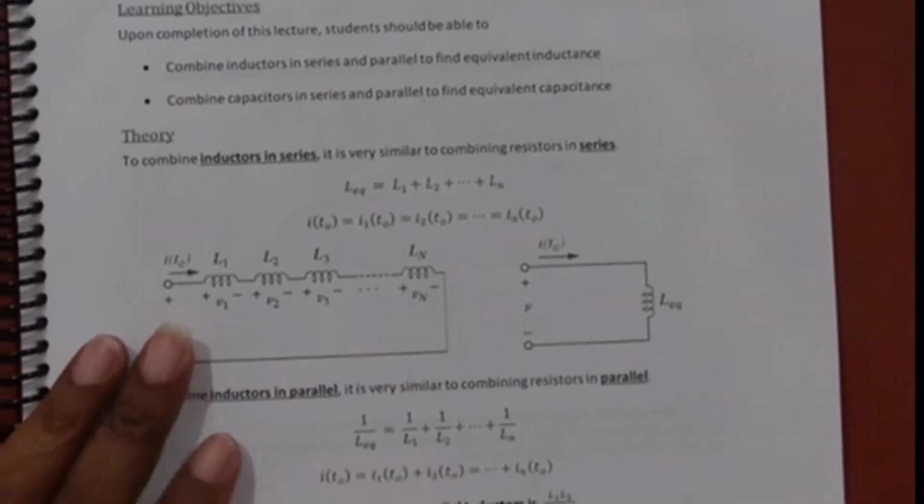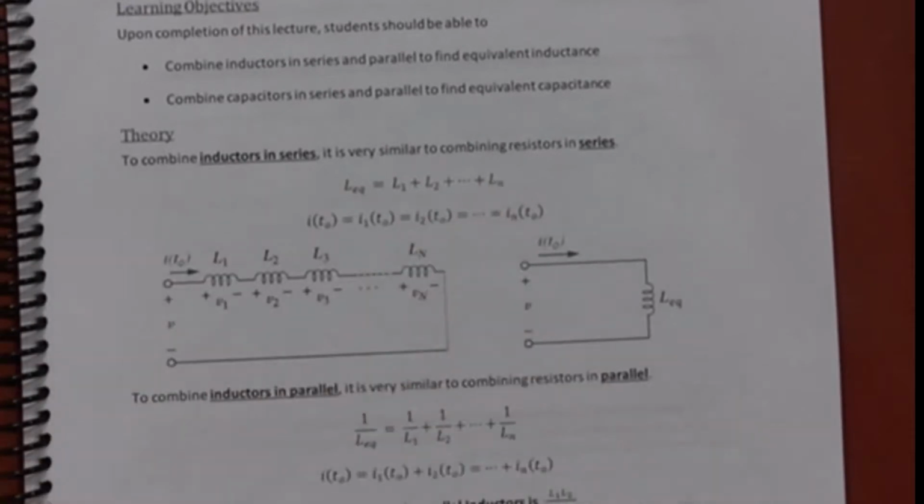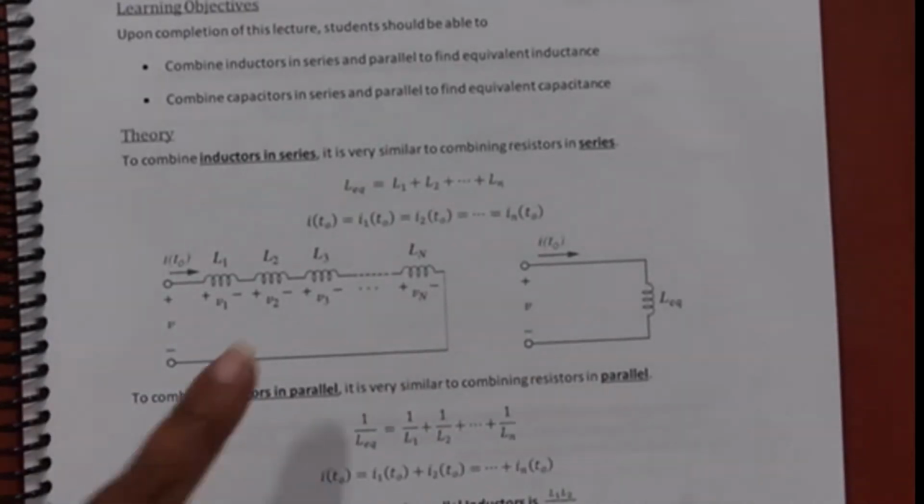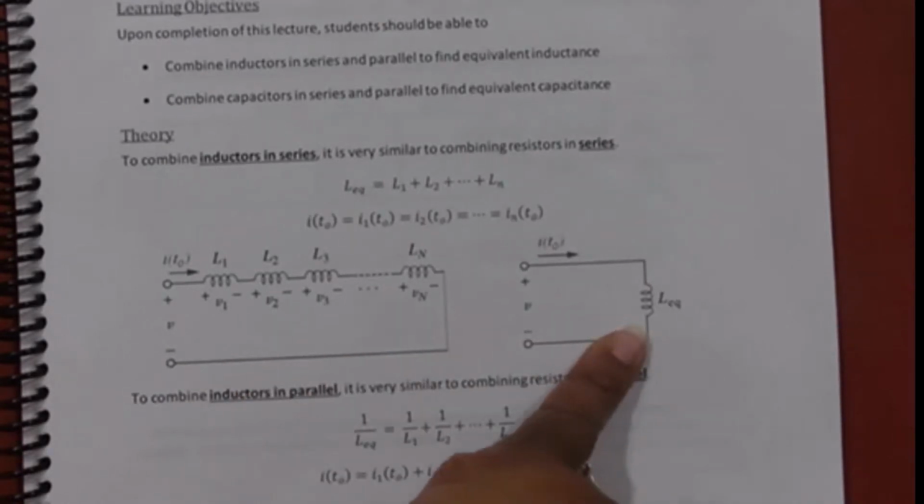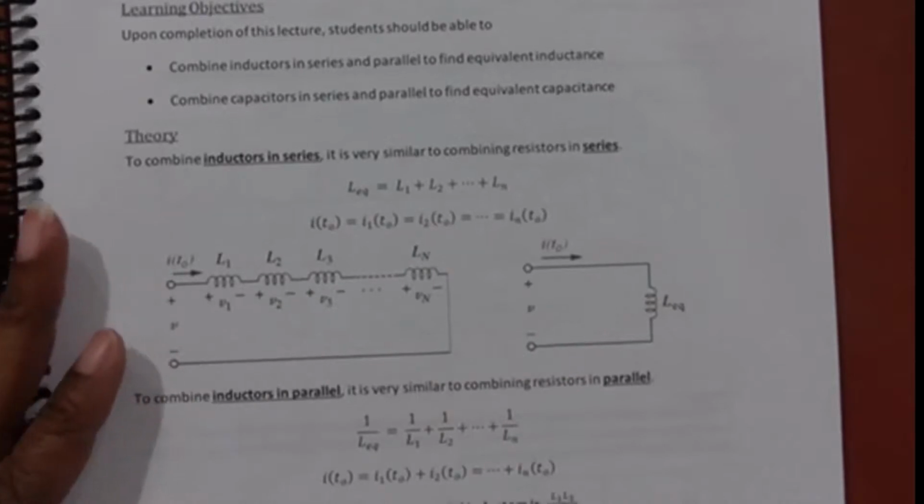Inductors in series combine like resistors in series. So you just add them together, and if they have an initial current, the combined inductance should have that same current because they're all in series. They should have the same initial current.